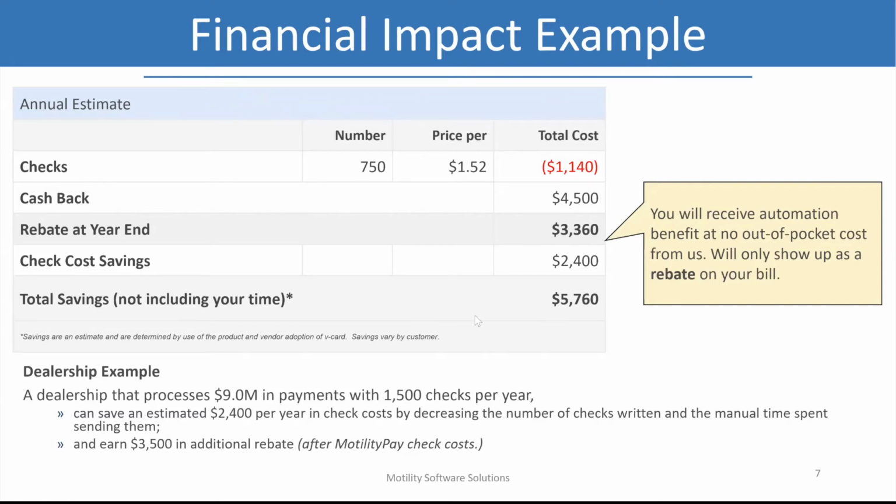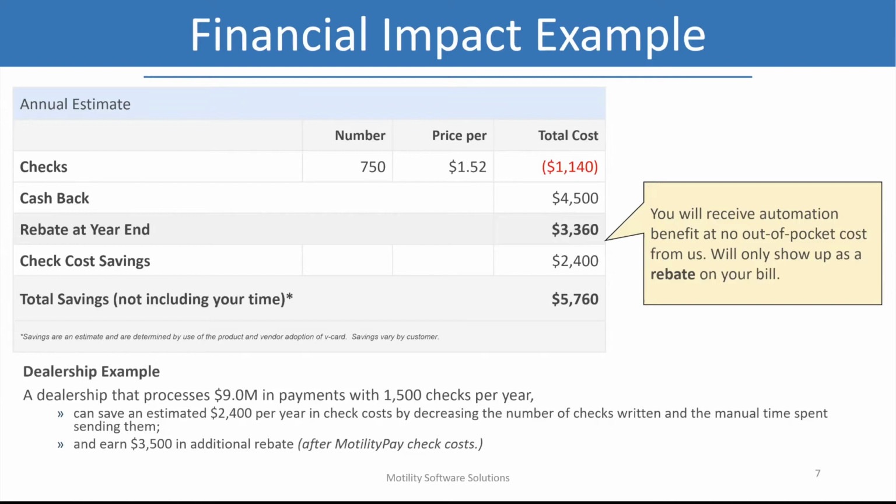With MotilityPay, you're able to absorb this check cost out of your gross rebate to give you this final net rebate. And to take it a step further, let's calculate back in your check cost savings and also your time. If you're looking at manpower and hours, that's roughly around another $2,400 back in your pocket.